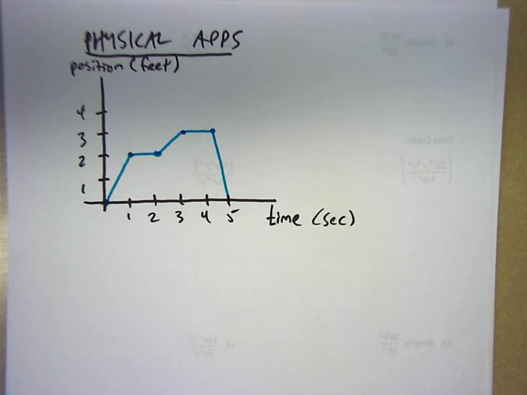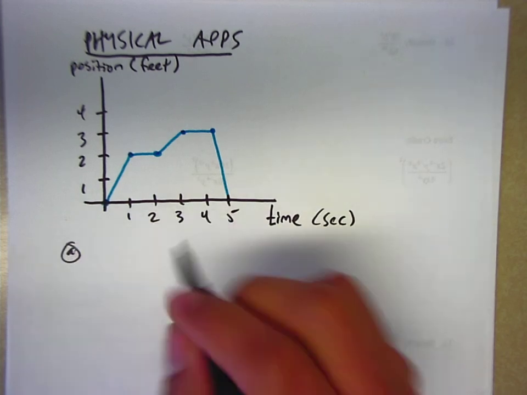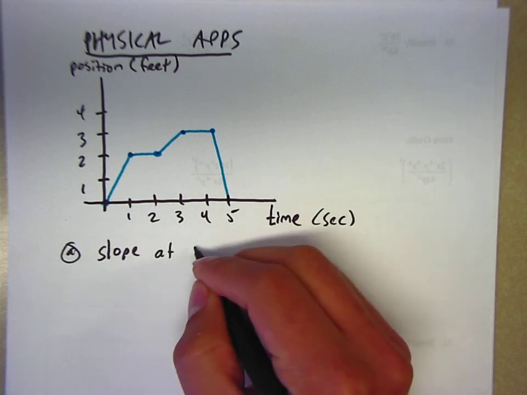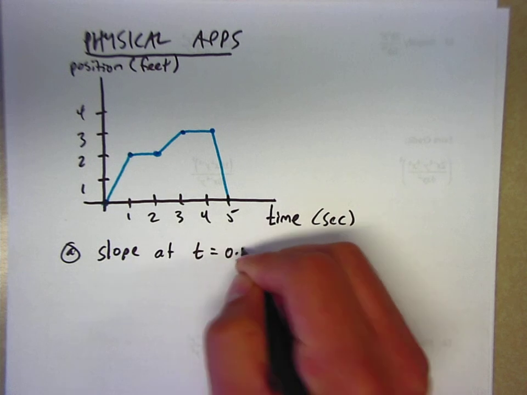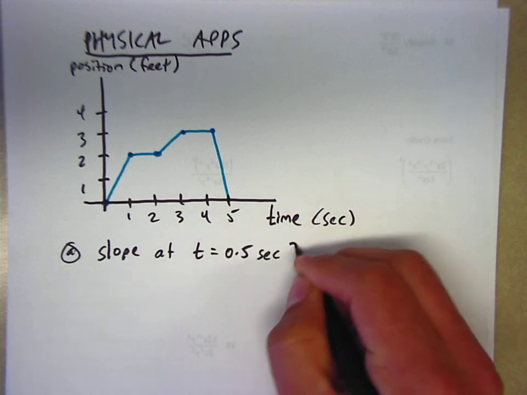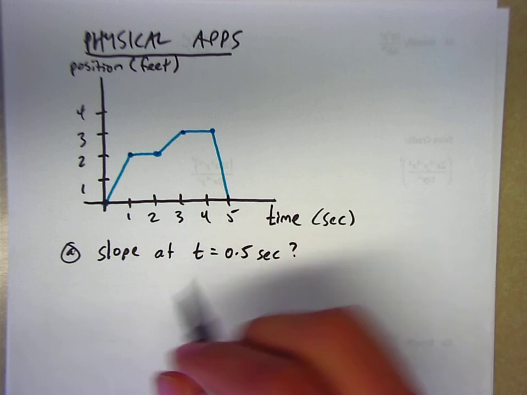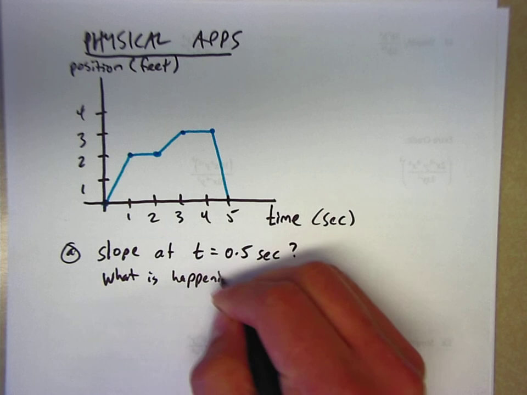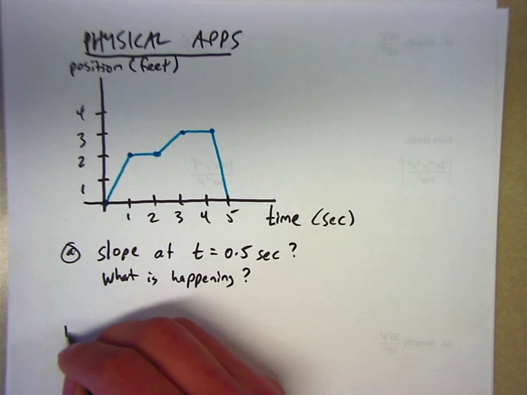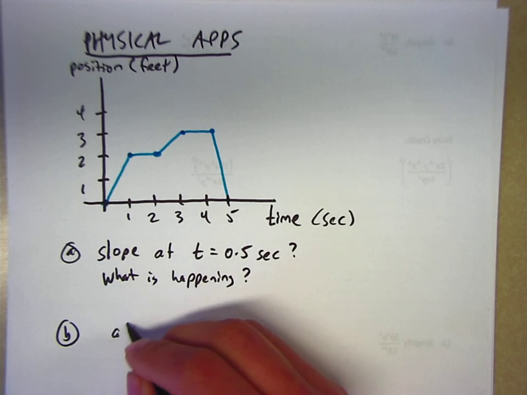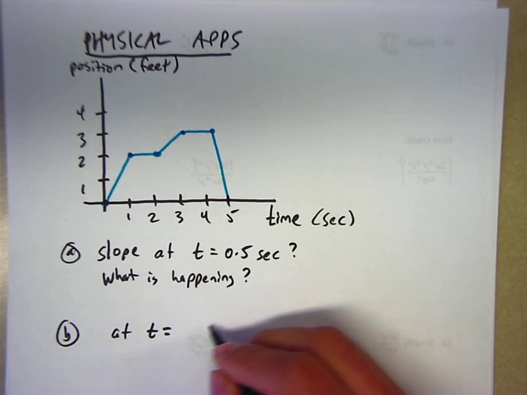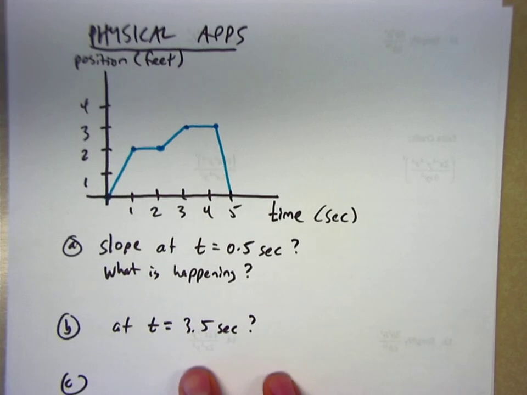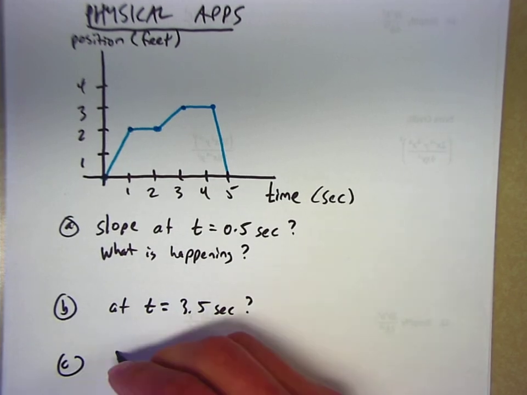And so here are some questions that you could be asked. A, what is the slope at t equals, let's say, 0.5 seconds? And what is happening? B, same thing, at t equals 3.5 seconds, and we'll do the same with t equals, let's say, 4.2.